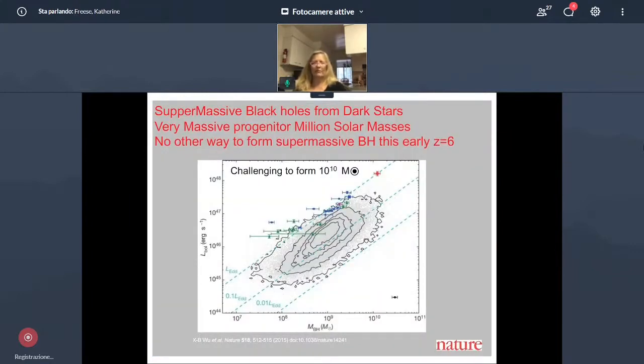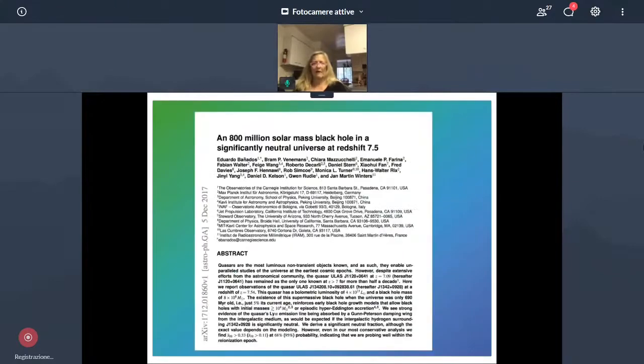And so, for example, there's this guy. This is at a redshift of 6, a 10 billion solar mass black hole. We don't make black holes that big, but if you start with millions of solar mass ones, it's easier to end up with these big ones. There is no solution to this problem, so this is a novel solution we propose. Next slide. And this is a really extreme one, a redshift of 7.5, an 800 million solar mass black hole.